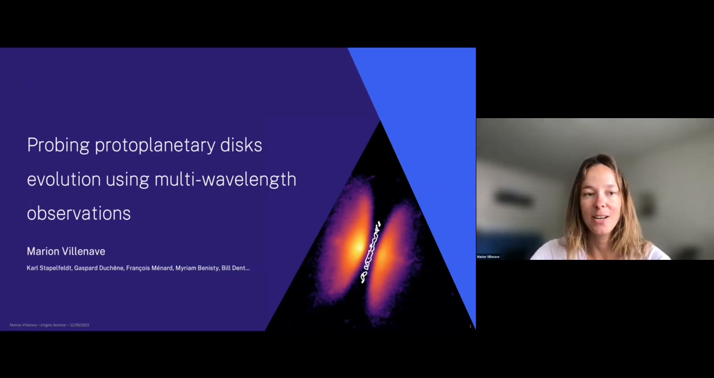So yes, today I'd like to present some work on probing protoplanetary disk evolution, and in particular, I will be focusing on probing vertical settling within disks.